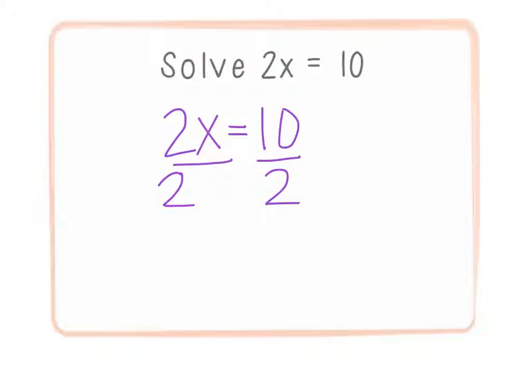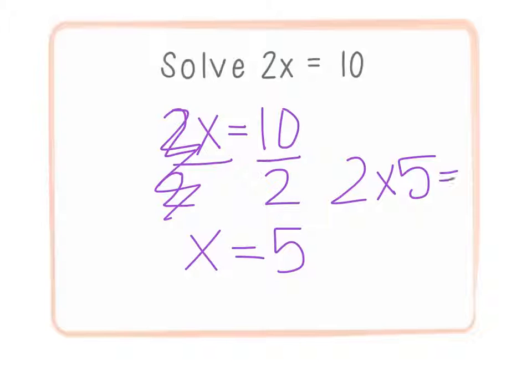This 2 divided by 2 is 1, so I'm just left with 1x. And this goes away. 10 divided by 2 is 5. So my solution is x equals 5. If I plugged 5 back in, I would have 2 times 5 equals 10. And I know that that is correct, so my solution is right.